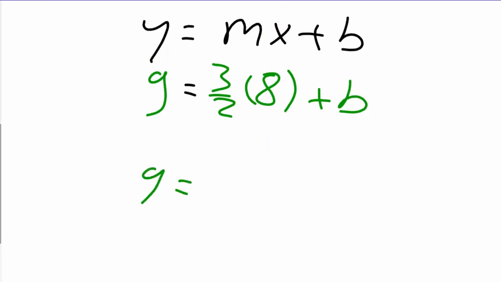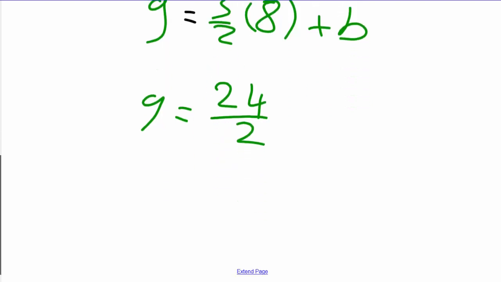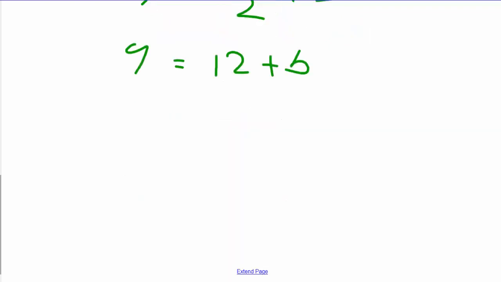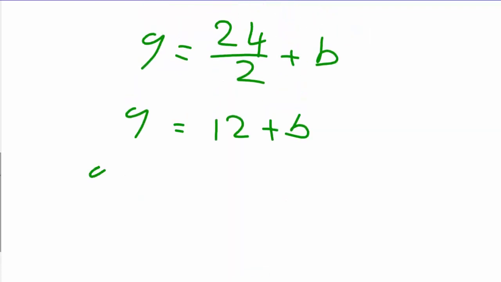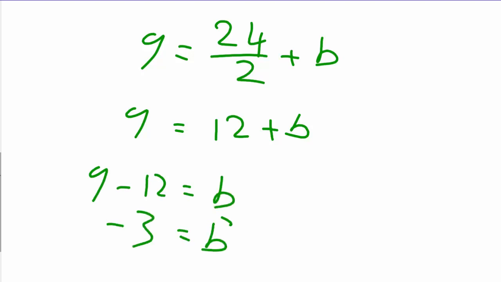9 equals, what is 3 times 8? 24 over 2 plus b. 9 equals 12 plus b. And 9 minus 12 equals b. b is negative 3. So far, so good.